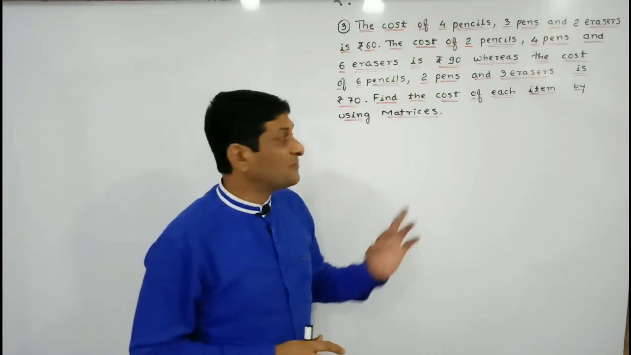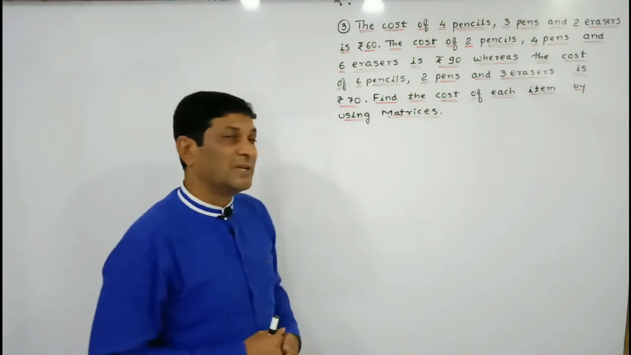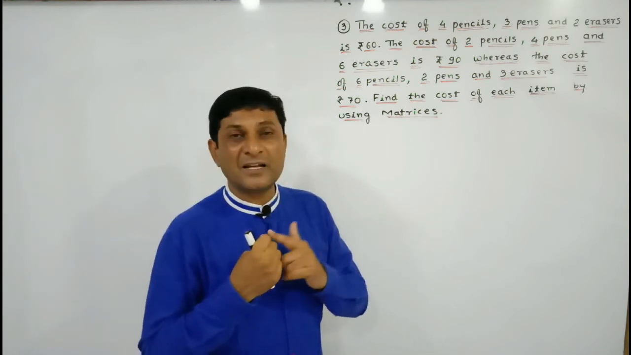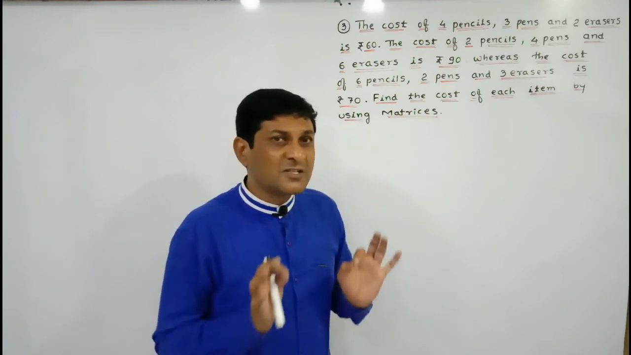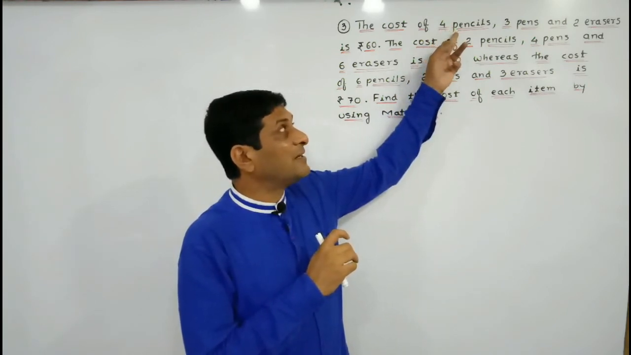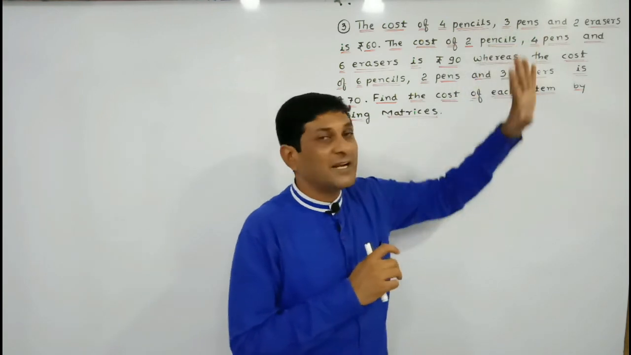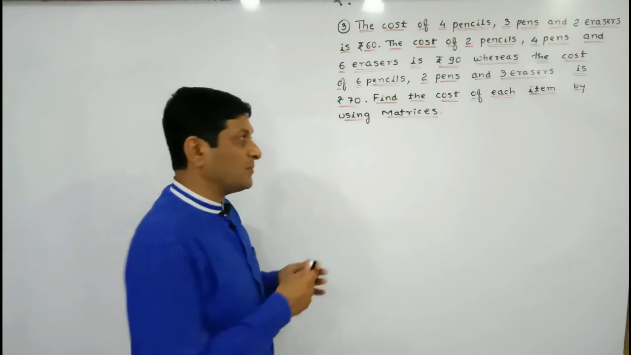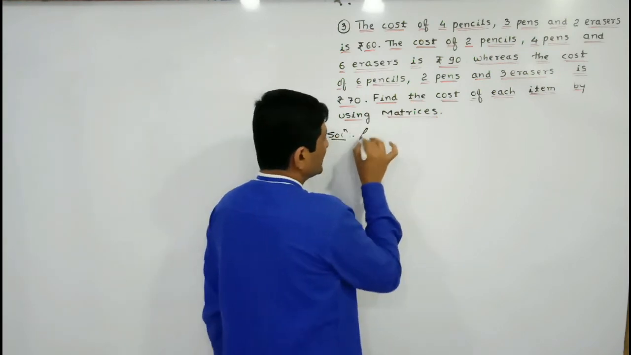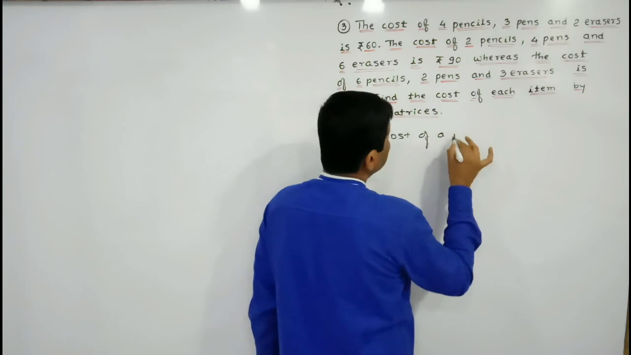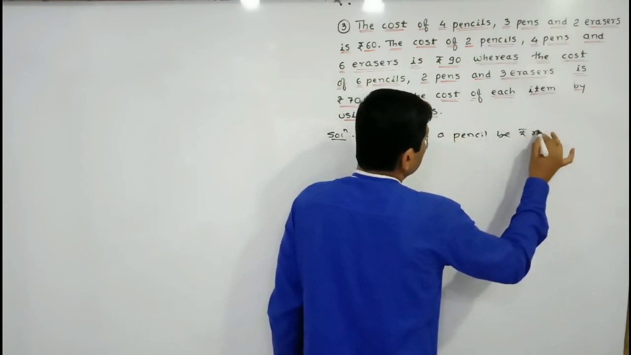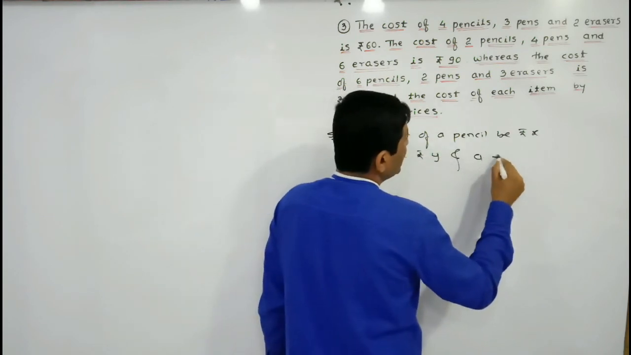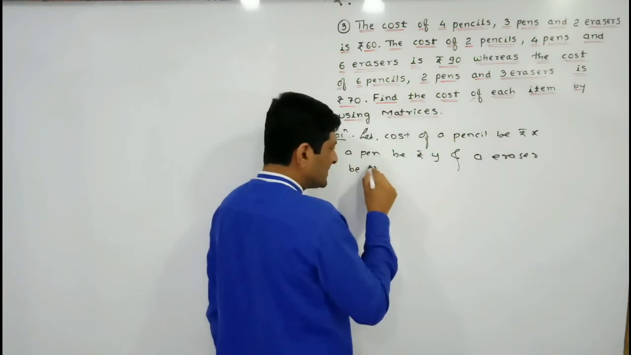So what is the question? Find the cost of each item. So how many items are there? 3 items. One is pencil, another one is pen, and the last one is what? Eraser. Let us denote the cost of one pencil by rupees x, pen by rupees y, and eraser by what? Rupees z. And then we will use the conditions to form the equations. So what is our supposition here? Let the cost of a pencil be rupees x, a pen be rupees y, and an eraser be rupees z.